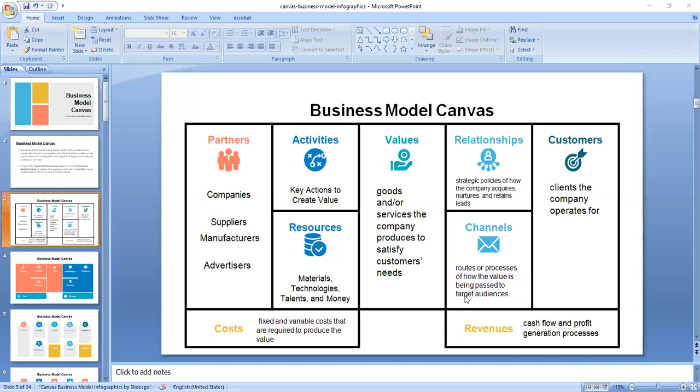How do you intend to market? This has something to do with marketing already. How do you intend to market your product? How do you intend to reach your target customers? So that has something to do with channels. That is why after relationships here and channels, you have the arrow pointing to the customers.